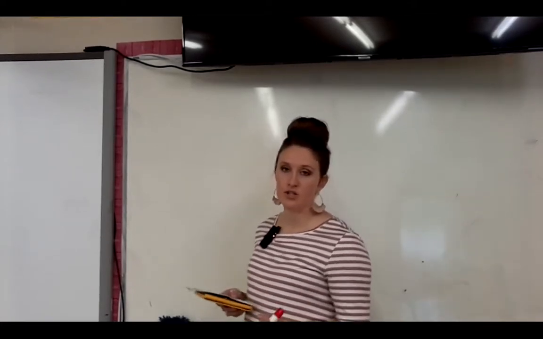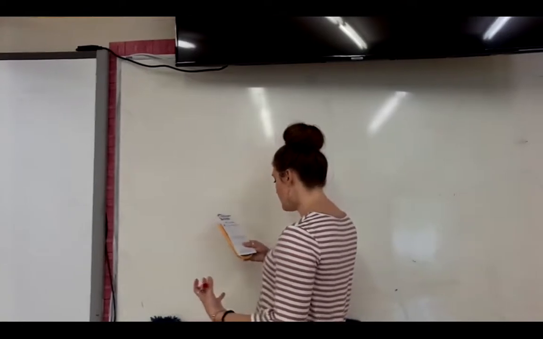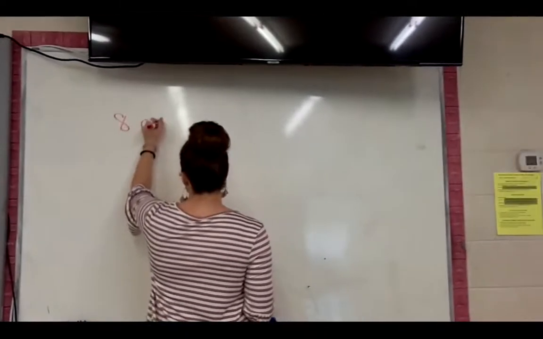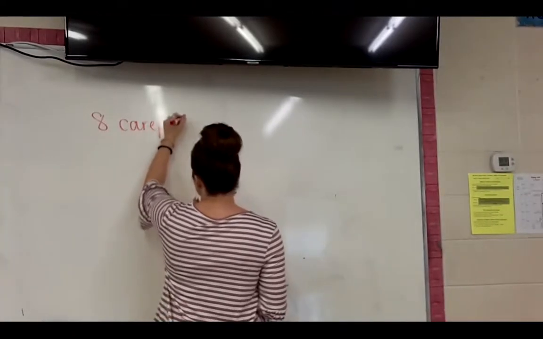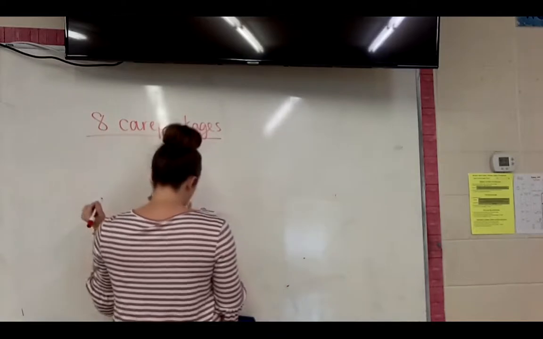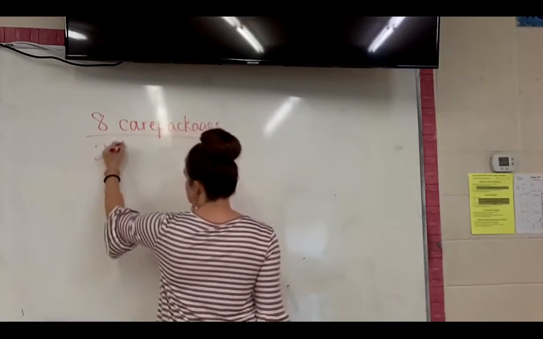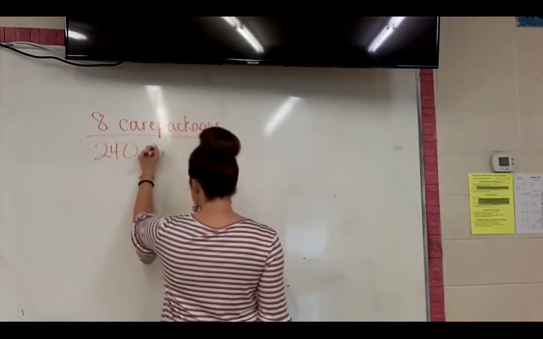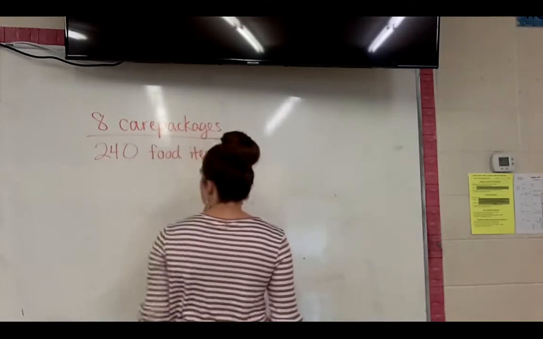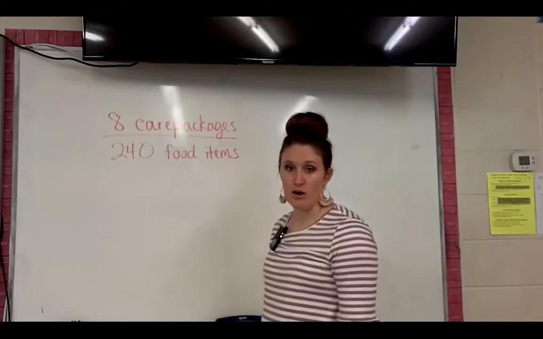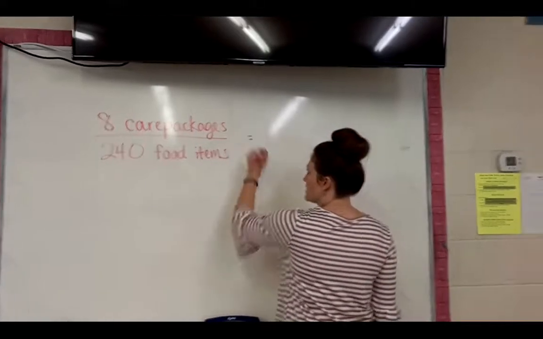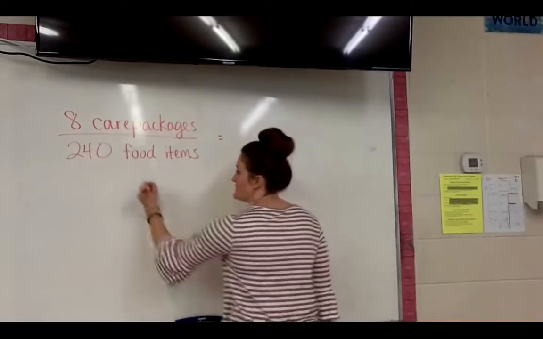So the main thing you first do is look at your numbers. They tell me they can make 8 care packages with 240 food items. This isn't the only correct way to do this. This is just how I did it. I could have put 240 on top and 8 on bottom. But since I put care packages on top, my other fraction has to be care packages on top as well.